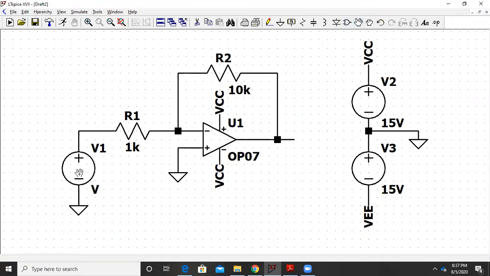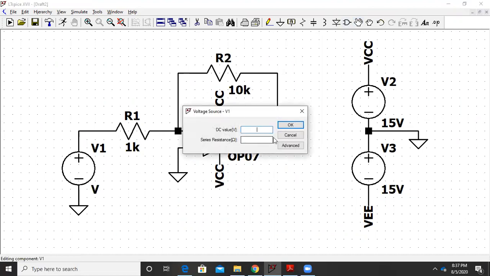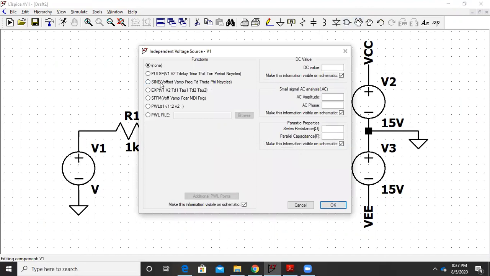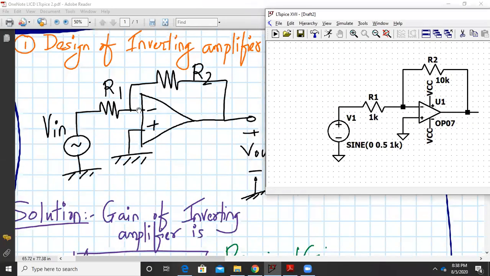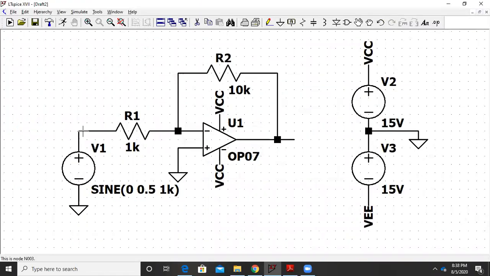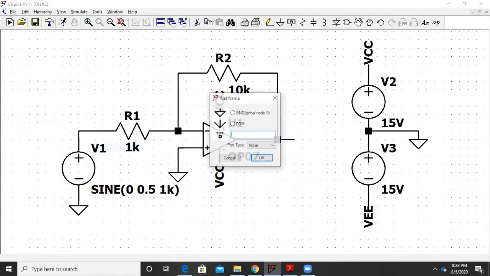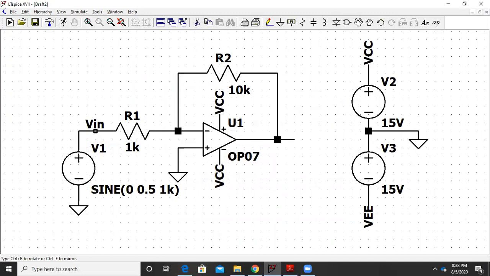input will be a sinusoidal signal of amplitude 0.5 volts. So right click on the source, go to advanced, go to sine, offset voltage is 0, amplitude is 0.5 volts peak, and the frequency we can give it as 1 kilo hertz. So our circuit is ready. As you can see, this is the same circuit which we have built and studied over here. So one more thing, I have to label the inputs and output. So this is my input node, this is my output.